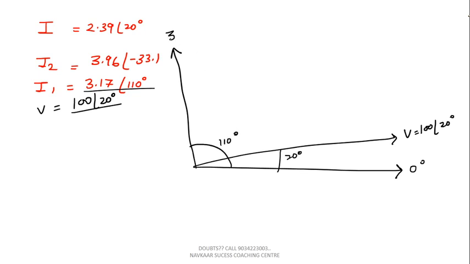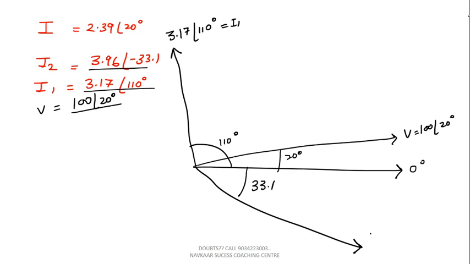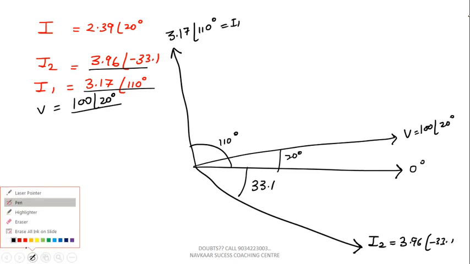110 degree. So 31.17 angle 110 degree. This is the value of I1. I2 is how much? It is on the negative side, so I am drawing it on the negative side. That is 3.96 angle minus 33.1. It is the value of I2.